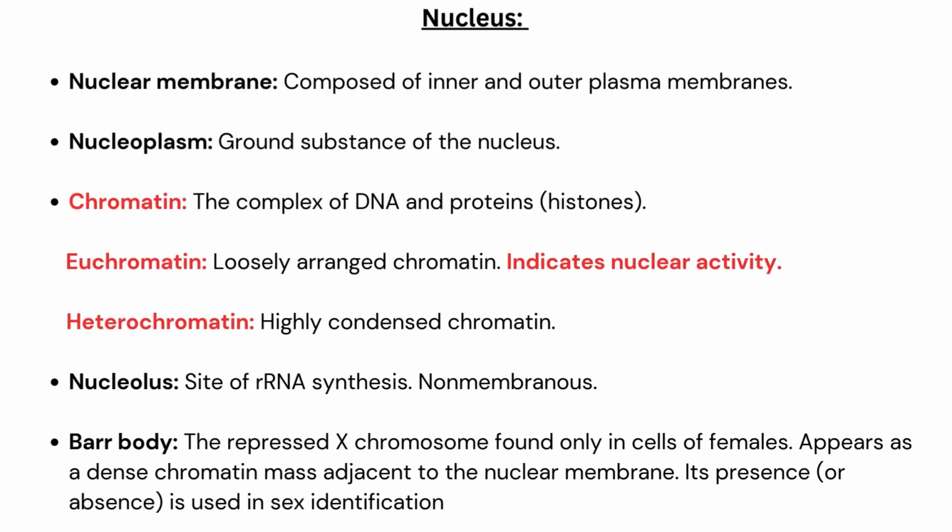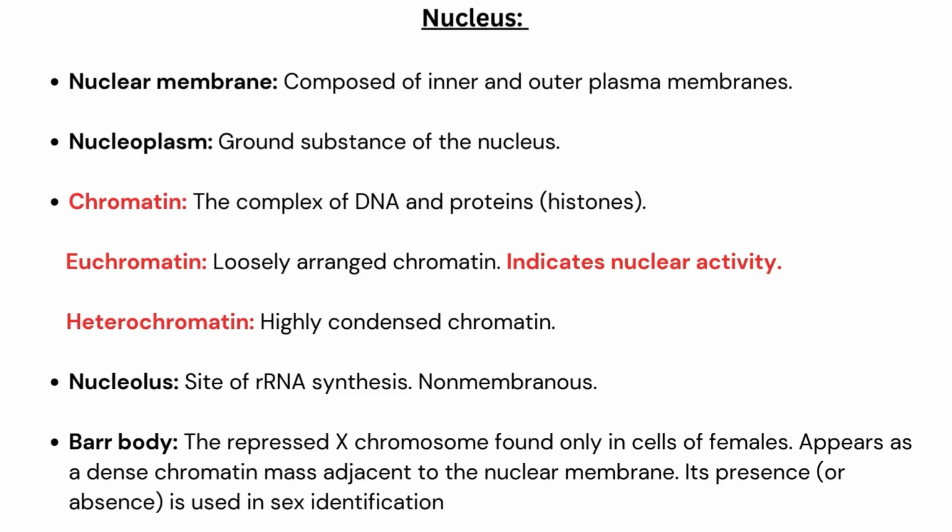Let's quickly go through the nucleus. Now, nucleus also has a membrane surrounding it, and this membrane is made up of inner and outer plasma membrane. Then, similar to cytoplasm, nucleus also has nucleoplasm, which is the ground substance of the nucleus. So, the cell's ground substance is cytoplasm, the nucleus's ground substance is nucleoplasm.